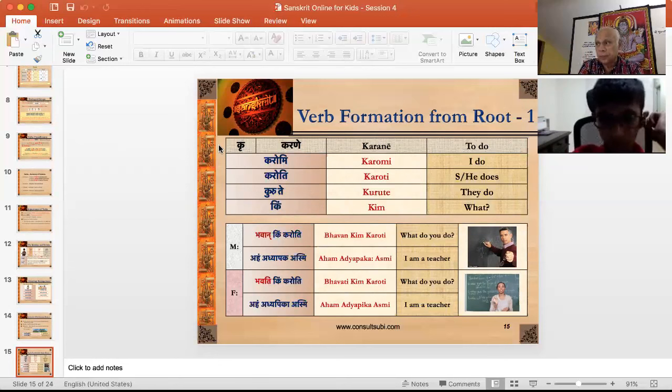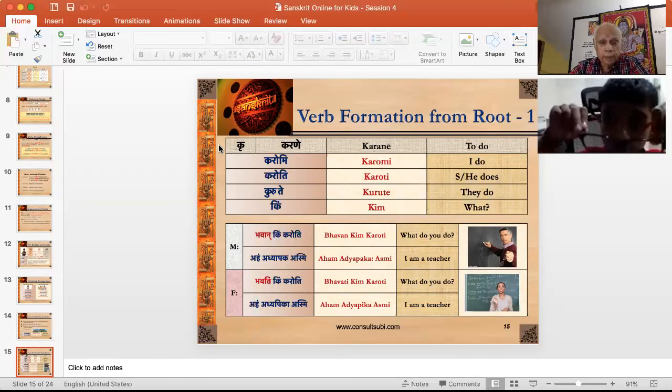How to use this? Now, if you have to ask a question to a boy, you say, Bhavan kim karoti. What do you do? I can say, Aham adhyapakaha asmi. I am a teacher. Supposing you were to ask a girl or a woman, what do you do?